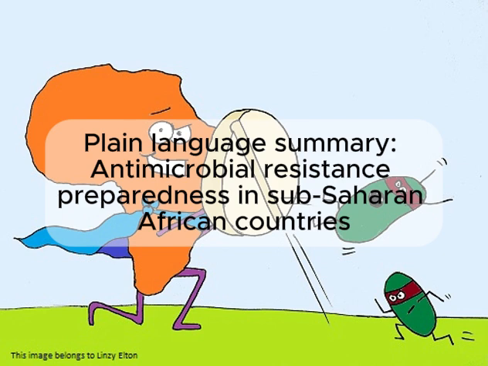So just a couple of abbreviations and what they mean. AMR is antimicrobial resistance, the WHO, the World Health Organization, JEE stands for Joint External Evaluation, which I'll explain, SSA, Sub-Saharan Africa, and LMIC, which is Low and Middle Income Country.